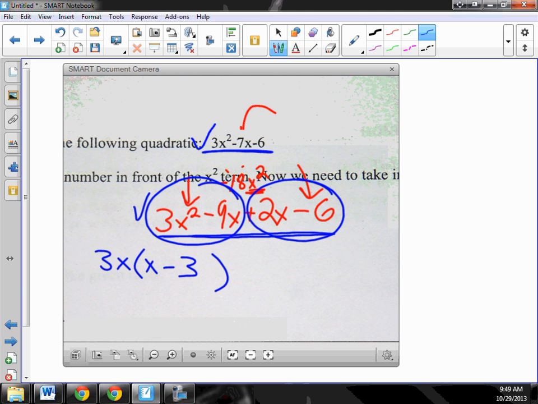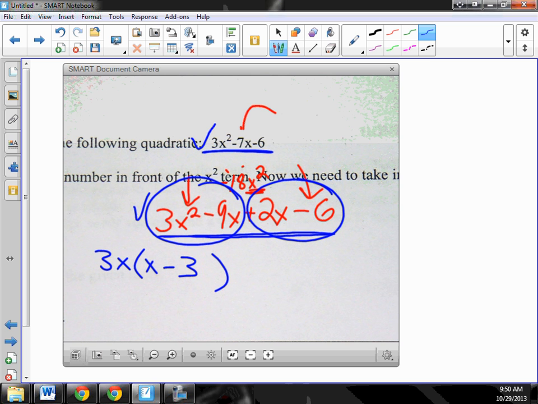So 3 goes into 3 and into 9. x goes into x squared and into x. So by pulling the 3x out, I'm going to divide this by 3x, and I'm going to divide that by 3x. If I divide this by 3x, the 3 and the 3 cancel, and x squared over x is just x. So the only thing left over is x. In the second one, when I divide by 3, 9 divided by 3 is 3, x divided by x is 1, so the only thing left over is a negative 3.